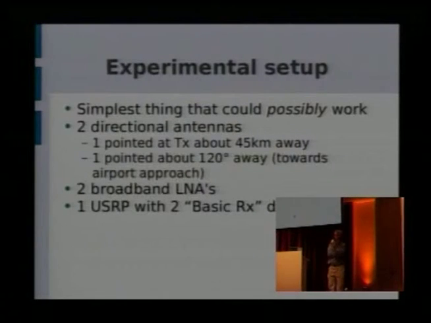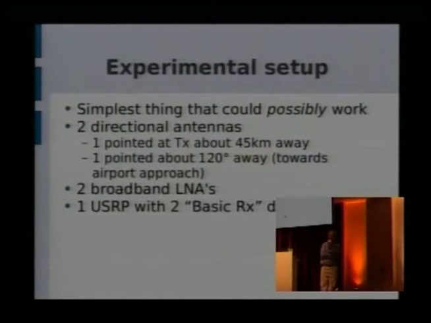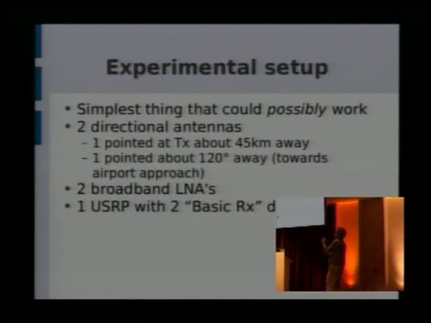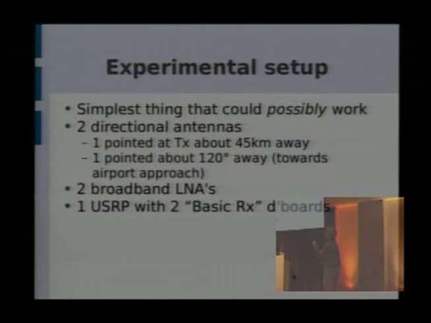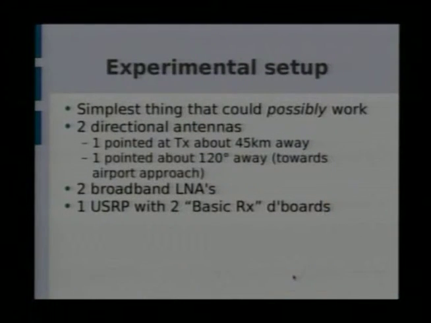Okay, so we went and we said, all right, what's the simplest thing that could possibly work? And this was two directional antennas, pointing one at the transmitter, and one about 120 degrees away. This was because it was towards the airport. Two low noise amplifiers, and then one of these USRPs.